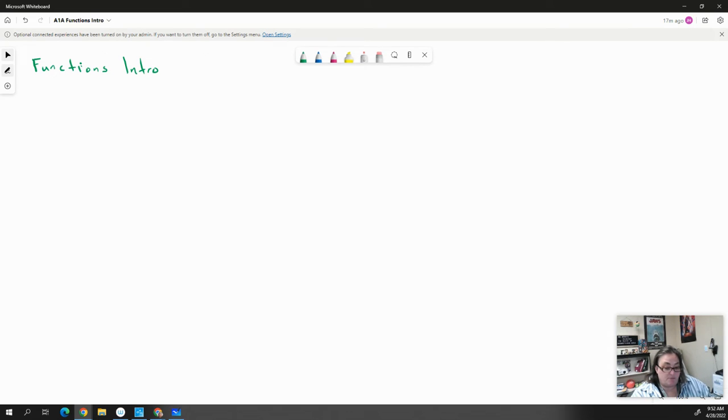All right, so today we're moving into a new unit. This unit is on functions. And before we can really talk about what a function is, we need to talk about what a relation is. Now, a relation is really any set of ordered pairs. So a relation is a set of ordered pairs.